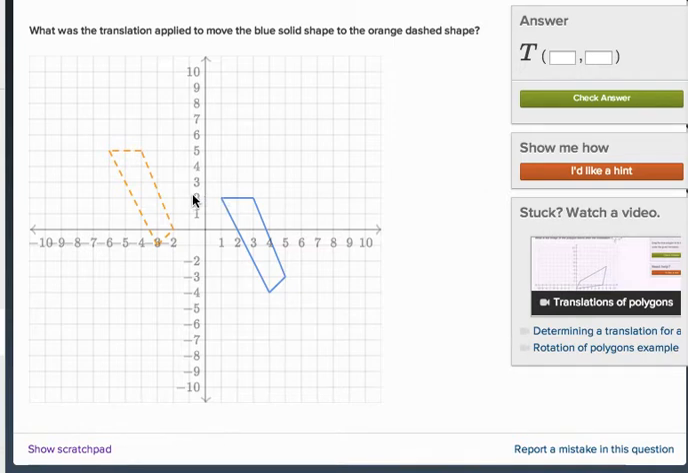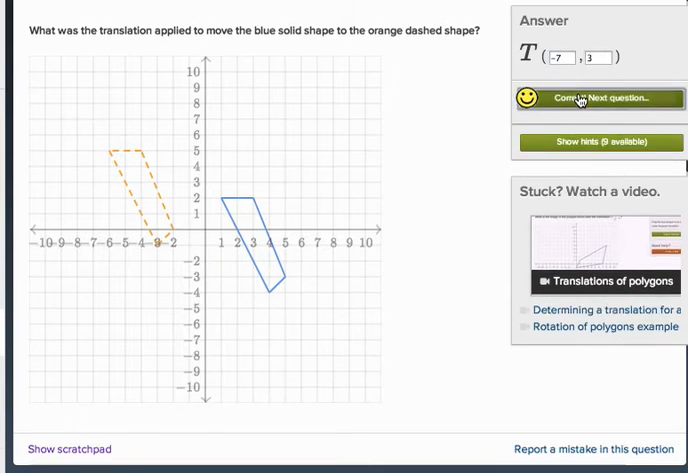So we're moving, let's see, 1, 2, 3, 4, 5, 6, 7, and then up 1, 2, 3. So we're moving back 7, up 3. So if we're moving left on the axis, it's -7, and then a +3 should be up. Hopefully I counted right. Hey, look, I counted right.